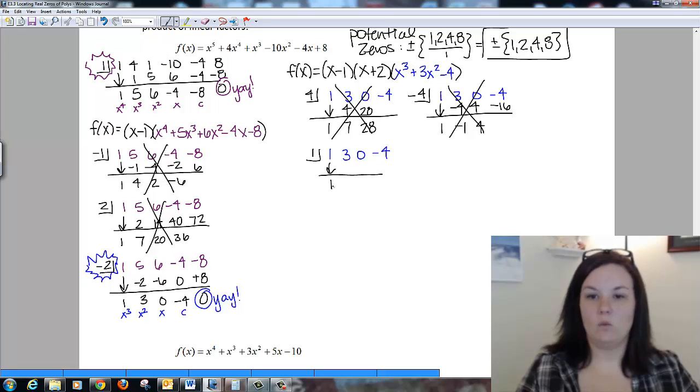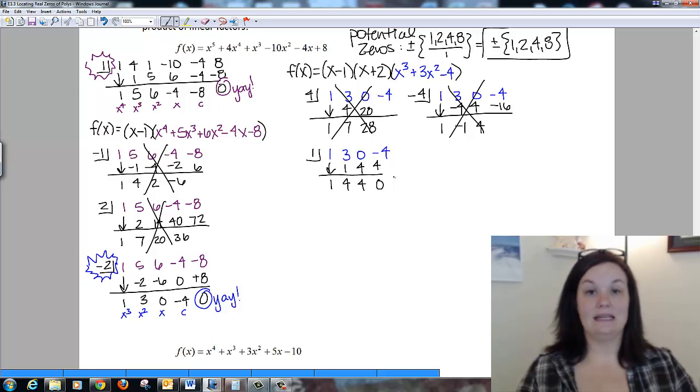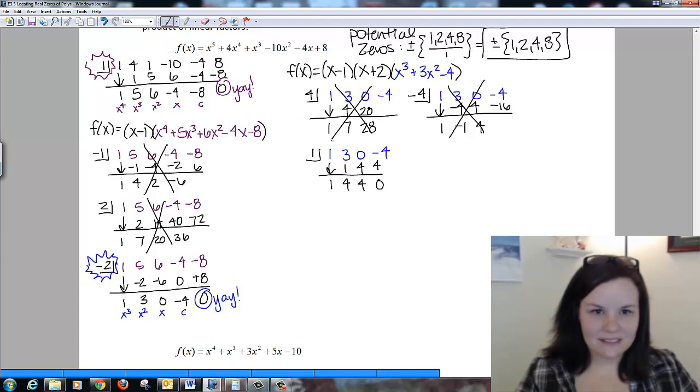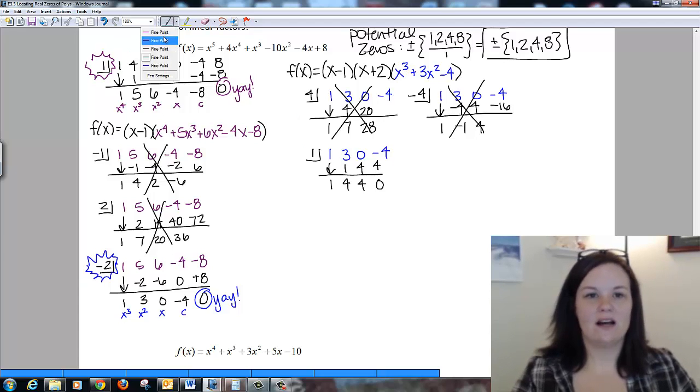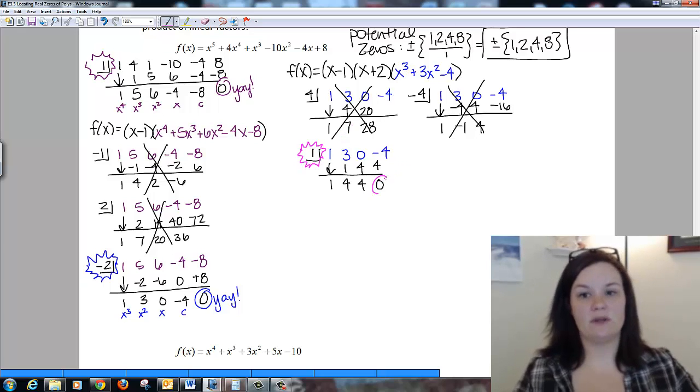So I bring down my 1, which is 1. 1 times 1 is 1, combine down I get 4. 4 times 1 is 4, combine down I get 4. 4 times 1 is 4, combine down I get 0. Yay, we got something that works. So notice here we got another 0, which is positive 1, one we've already gotten, but we have to account for the repeat.